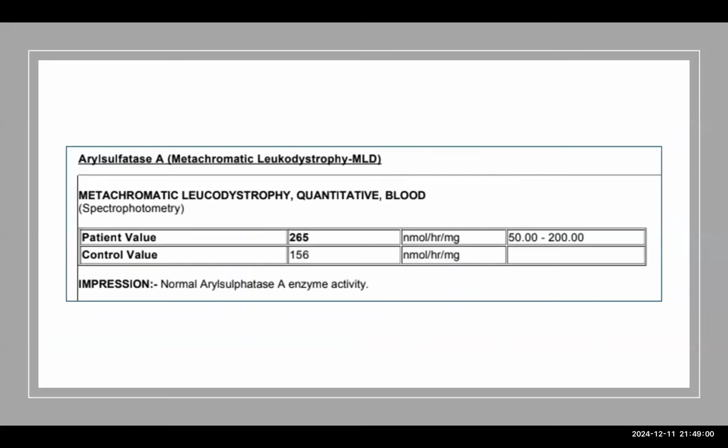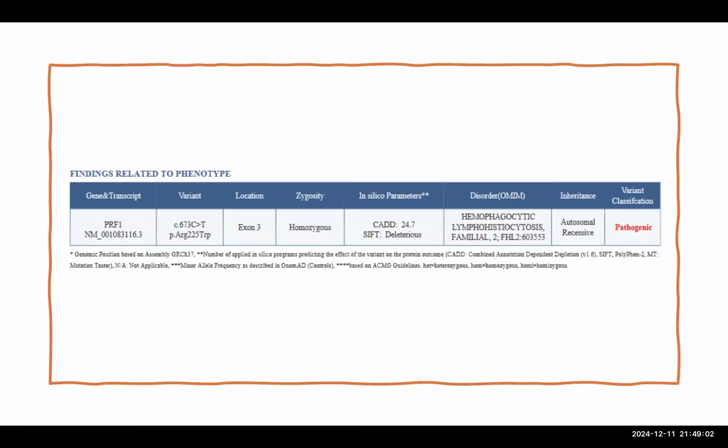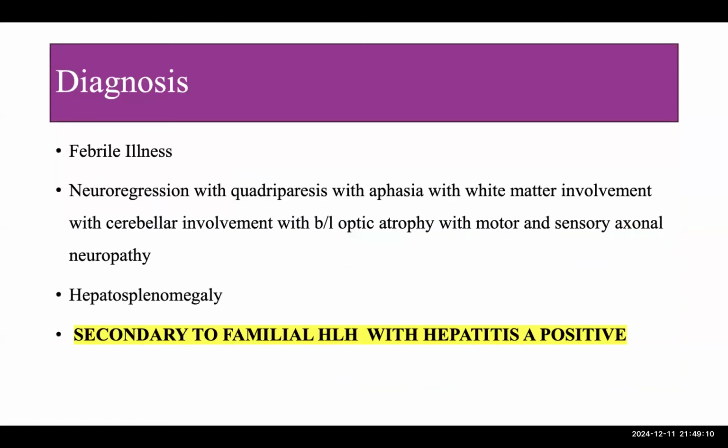We did an arylsulfatase level, which was negative, which was normal, and VES, which showed familial HLH type 2, perforin mutation, homozygous. So our diagnosis was febrile illness with neuroregression with quadriparesis, with aphasia, with white matter involvement, with cerebellar involvement, with bilateral optic atrophy, with motor and sensory neuropathy, with hepatosplenomegaly, secondary to familial HLH with hepatitis A positive.